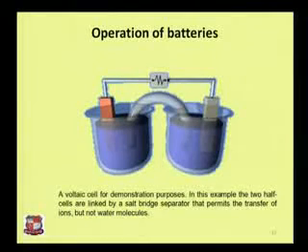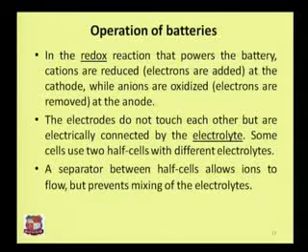So if you see the tub, there are two tubs and there are two electrodes, that pink one and the grayish one, and if you see in the tub there is some liquid, right? So that is an electrolyte. The electrodes do not touch each other but are electrically connected by the electrolytes. You can have the same electrolyte or you can have two different electrolytes also. Some cells use two half cells with different electrolytes also.